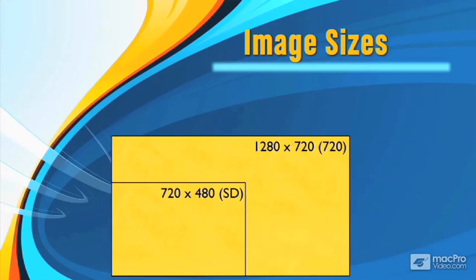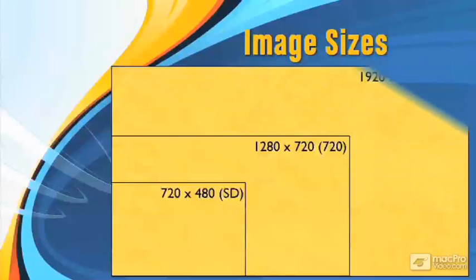We refer to this as a 720 format. We measure just on the vertical dimension. Unlike 720 by 480, which is a 4 by 3 image, that is to say 4 units wide and 3 units high, all the HD formats are 16 by 9, 16 units wide by 9 units high.